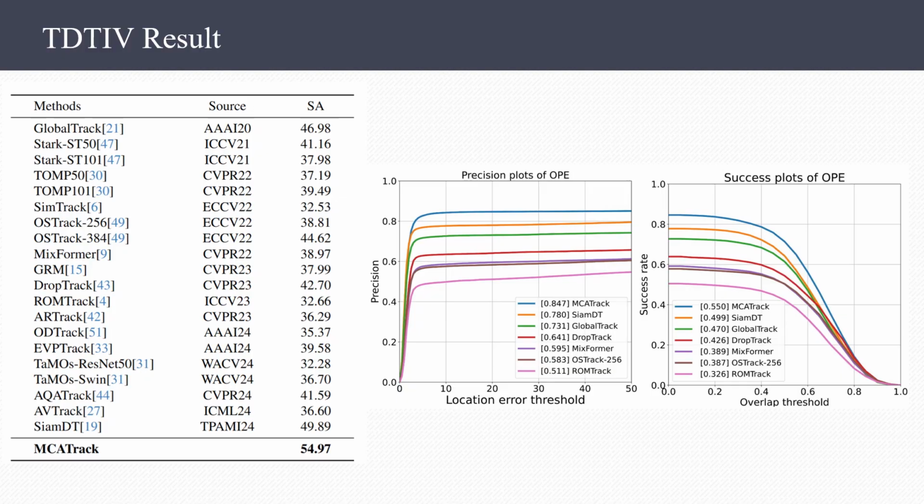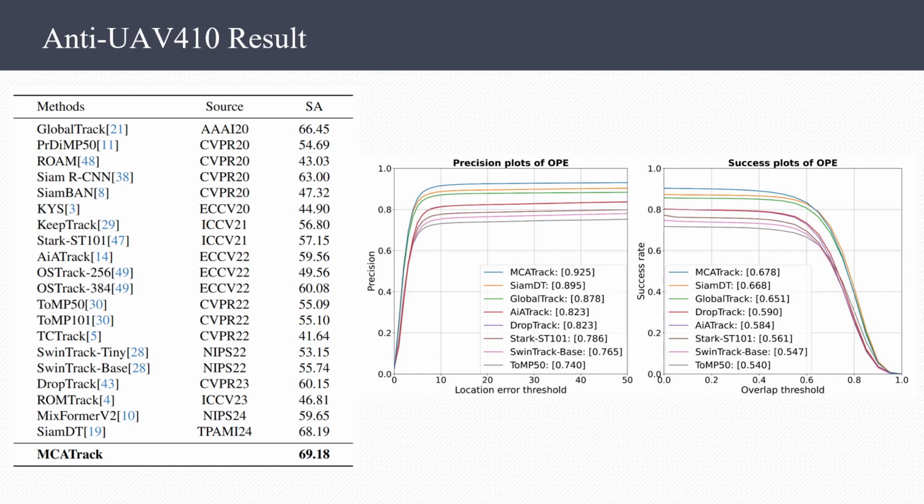Next, we use 3 commonly adopted evaluation metrics, precision plot, success plot, and state accuracy (SA), to assess the performance of all trackers. Compared with the current state-of-the-art UAV tracking method SIMDT, our approach achieves significant improvements across all 3 metrics. To verify the generalization ability of our model, we conducted generalization experiments on the anti-UAV 410 dataset. The results show that our method also achieved the best performance.